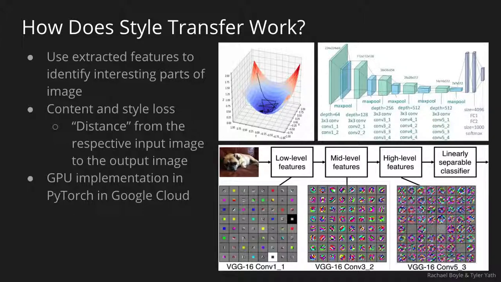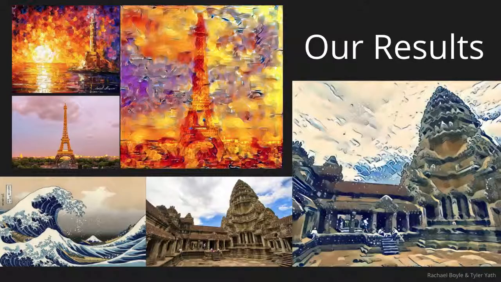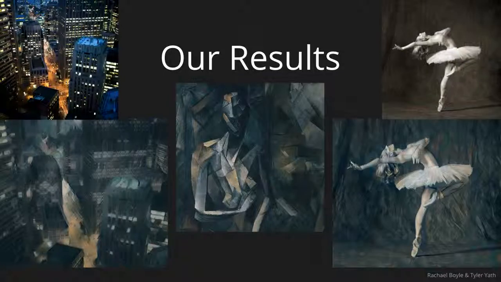So we utilized extracted features from a convolutional neural network to identify interesting parts of an image that we could then optimize through loss functions, our loss functions being content and style. We were able to do this through a GPU implementation in PyTorch in Google Cloud and got some really interesting results, as you can see here and here.